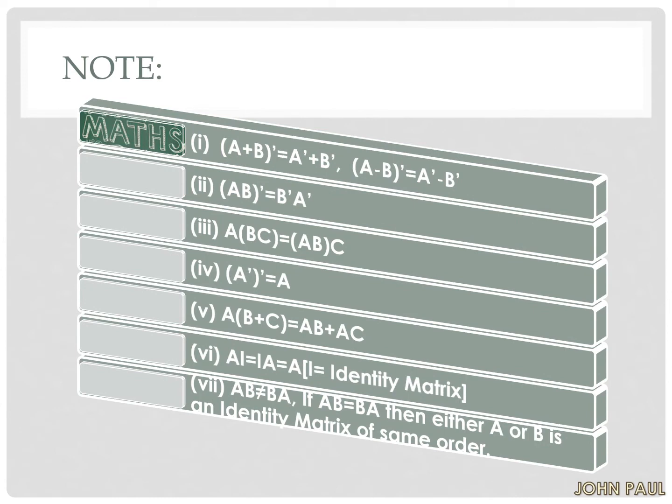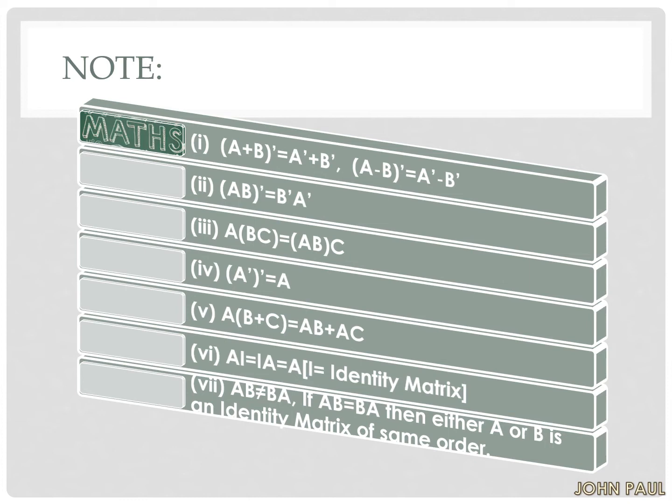(A plus B) transpose equals A transpose plus B transpose. (A minus B) transpose equals A transpose minus B transpose. (AB) whole transpose equals B transpose A transpose. A into (BC) equals (AB) into C. We can multiply in any order.